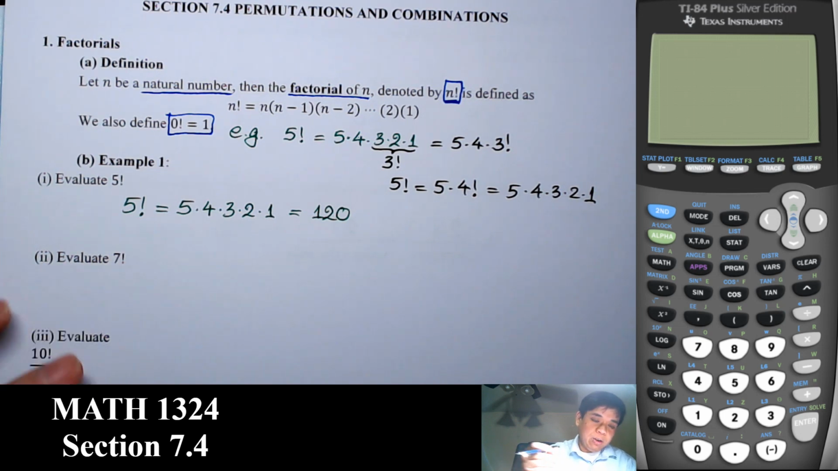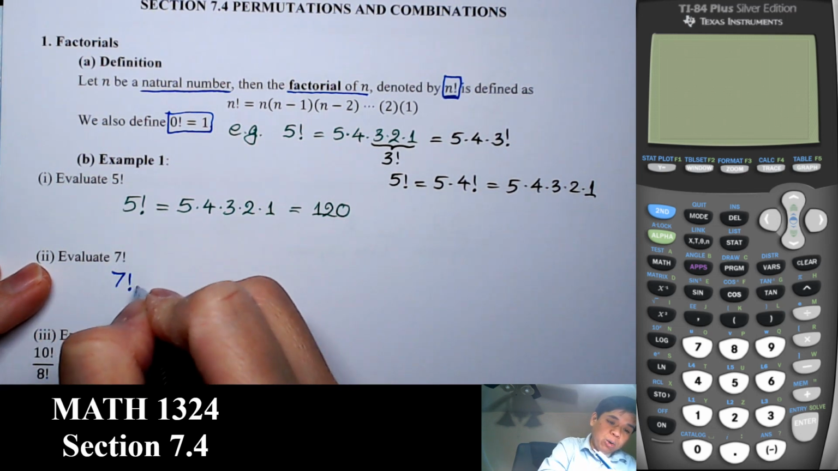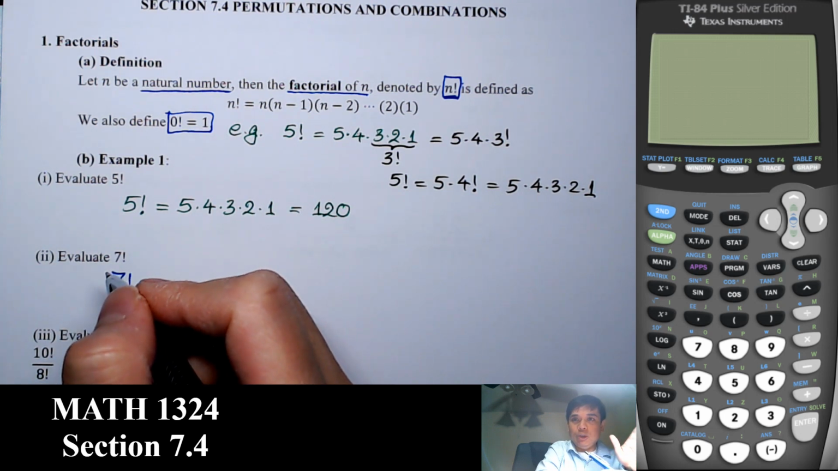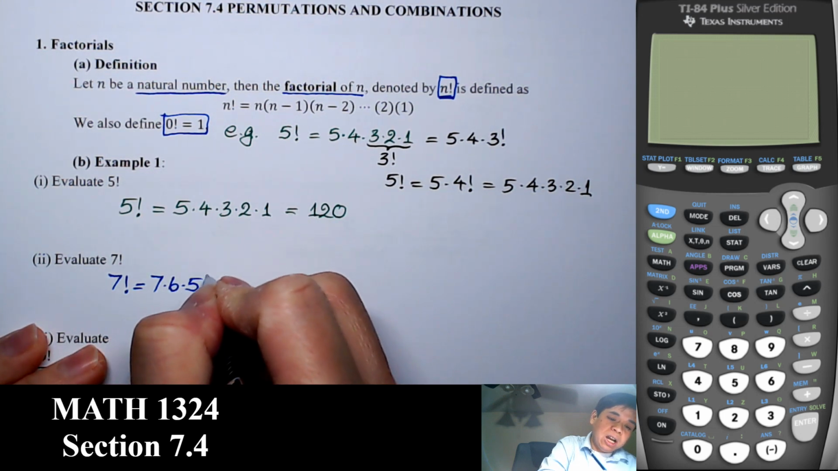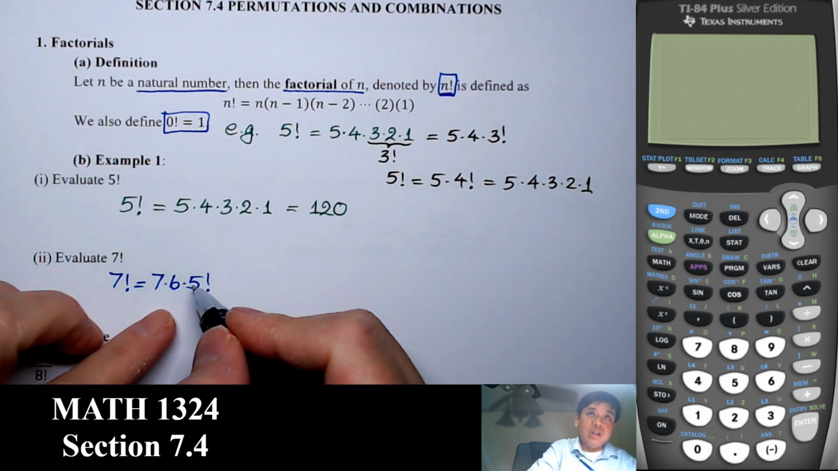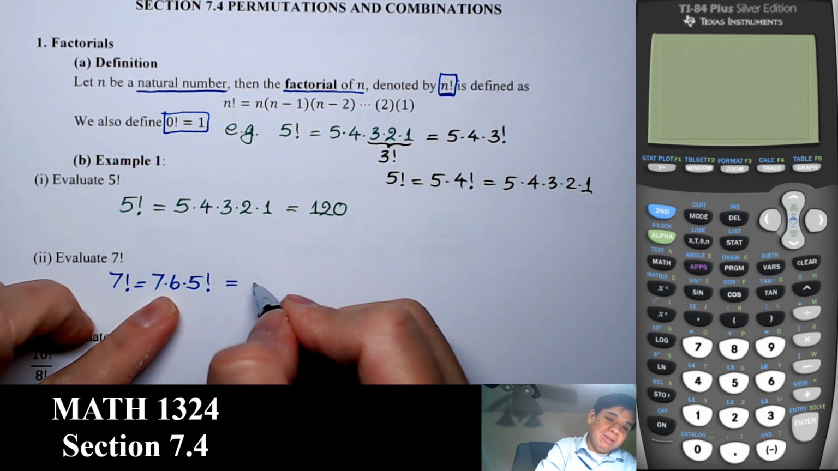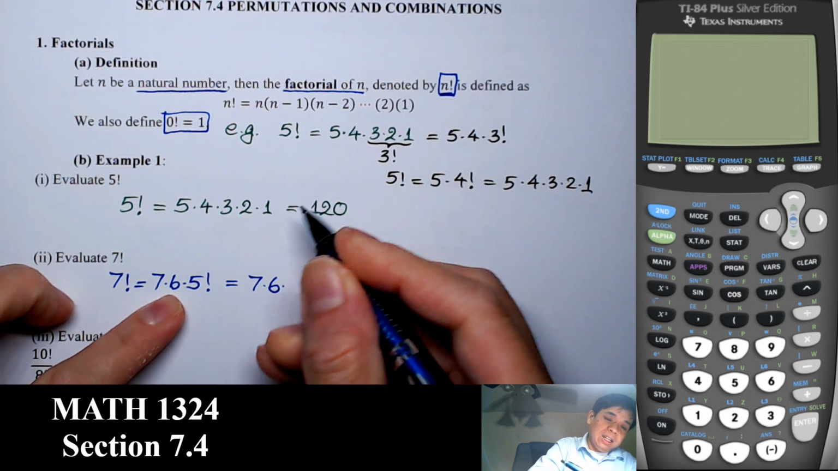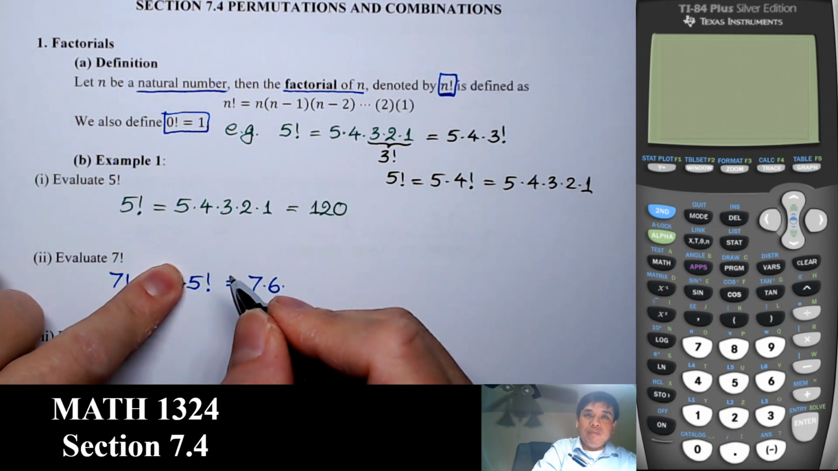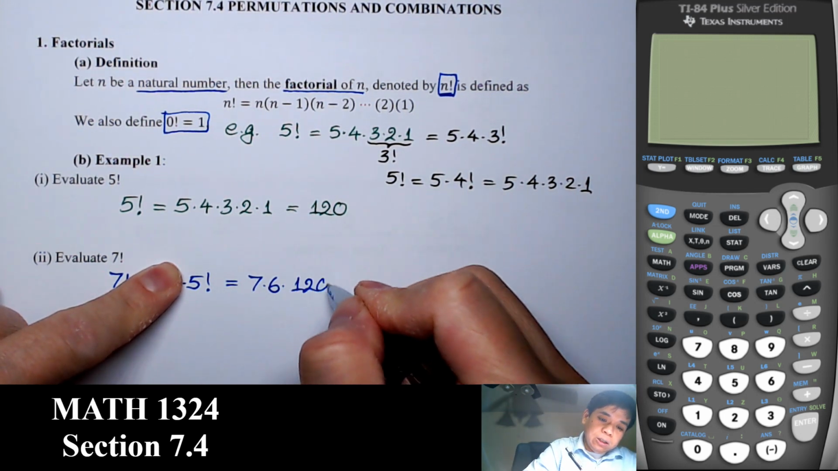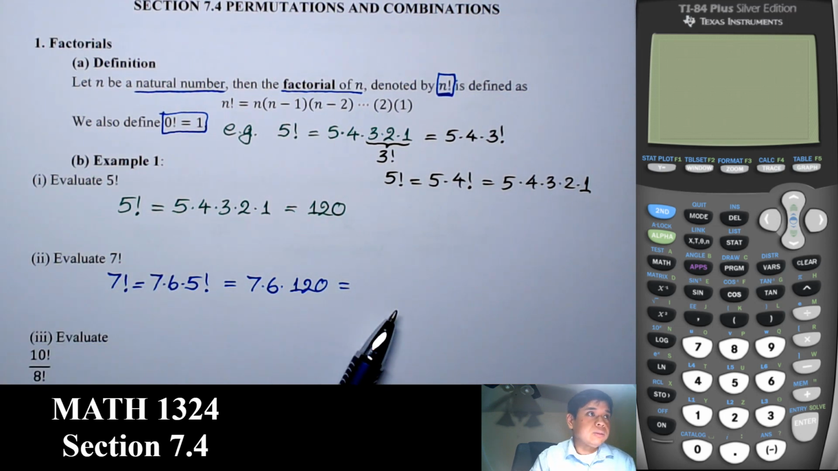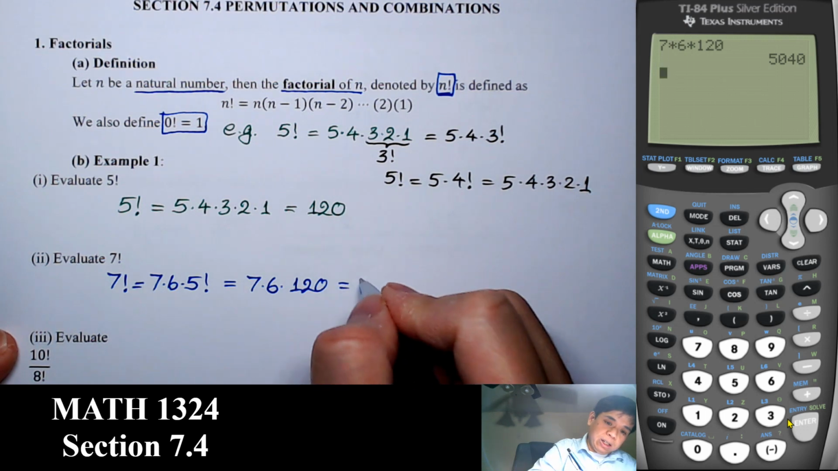For example, 7 factorial. Of course, 7 factorial is 7 times 6 times 5 times 4, 3, 2, 1. But if we want to, we can stop wherever we want. I just decide to stop at 5, because we already know 5 factorial is 120. We just put a factorial there, and it is understood that it will go back to 1. So 7 times 6 times 120, and we have 5040.